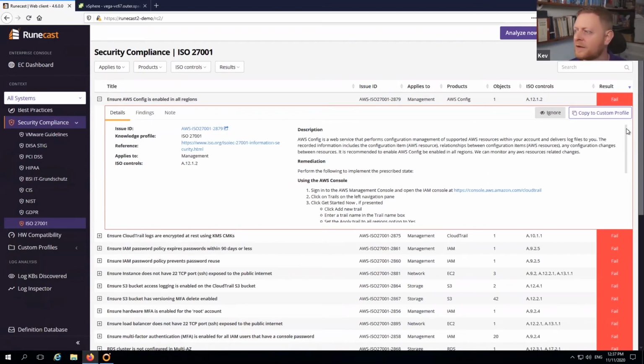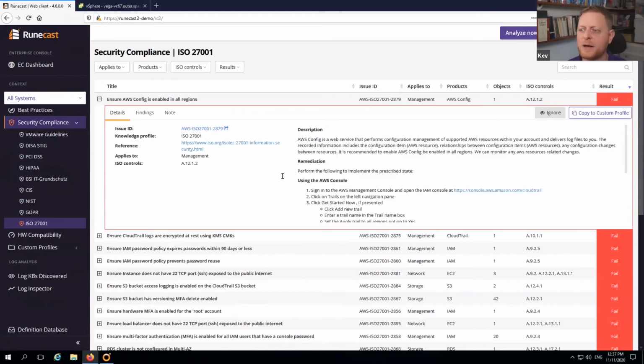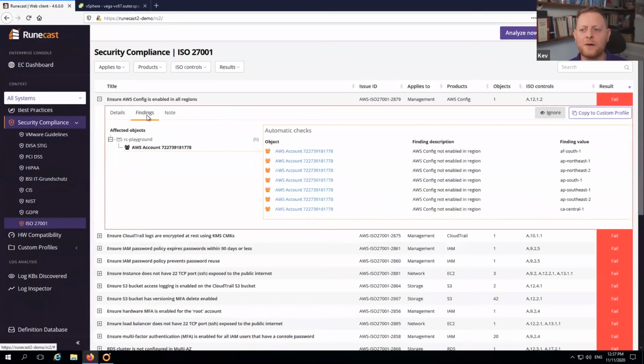As with all of our other standards, we show you the details here. We can see a brief description of what AWS Config is, and what you need to do to remediate. Let's have a quick look at the findings. We can see we only have one object affected, this one AWS account. That's because I've only got one AWS account connected in this environment, but you could have many, and a lot of our customers do.